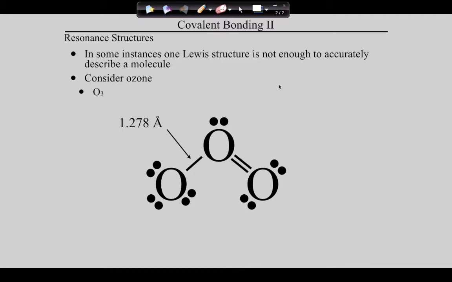Guess what this one is? It's actually the same. We would expect this to be shorter, right? Because we would expect this double bond to be shorter than this single bond. But guys, it turns out in ozone, the bond lengths are exactly the same. So what does that tell us? Yeah, this is not the bonding that exists in ozone. So guys, let's talk about the bonding that exists in ozone.